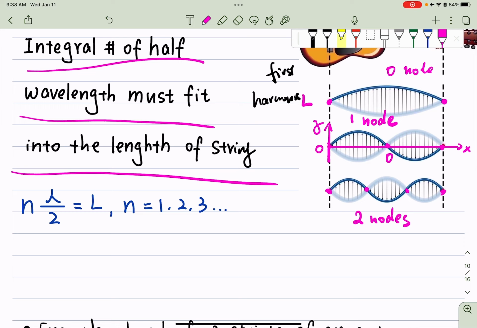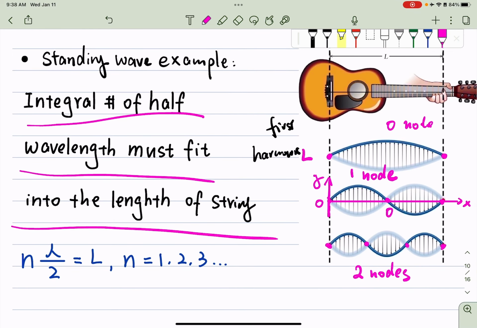All right, so these materials, they're not hard, they're just a little bit of terminology. Yes? n just means any integral number. So right now we're showing n equals 1, 2, and 3, but you can imagine that goes more like 1, 2, 3, 4, 5, 6. So any integer number will be your n.